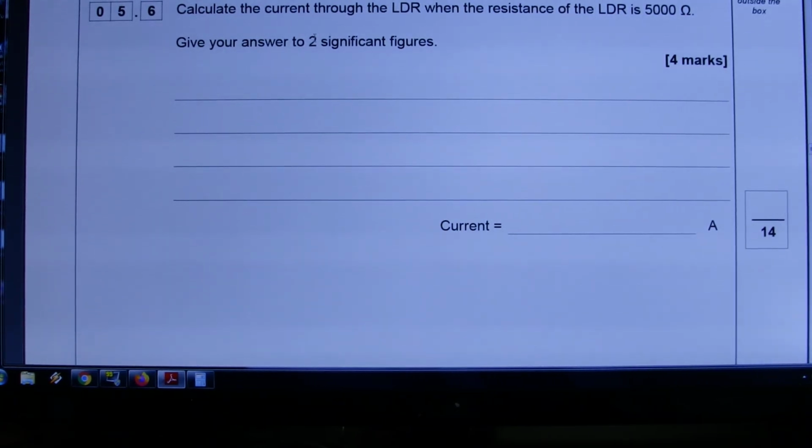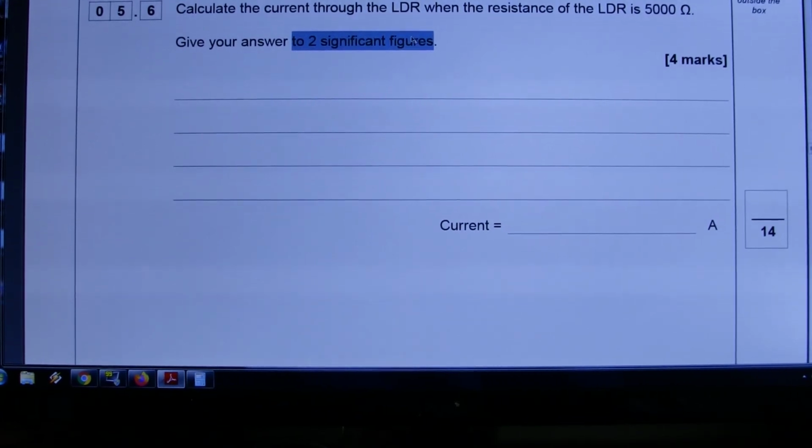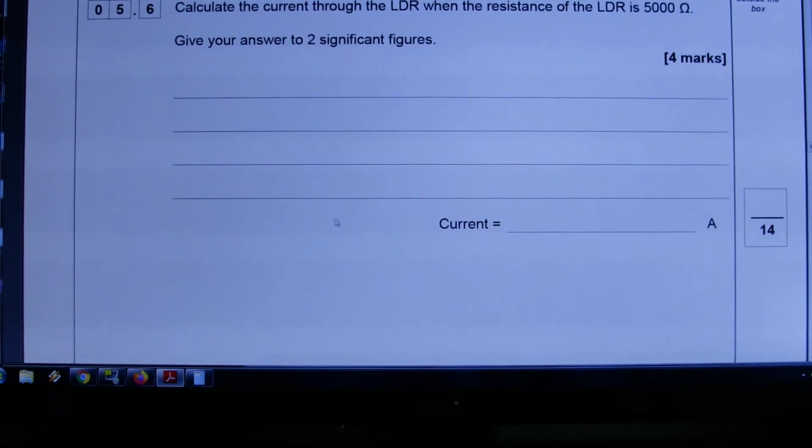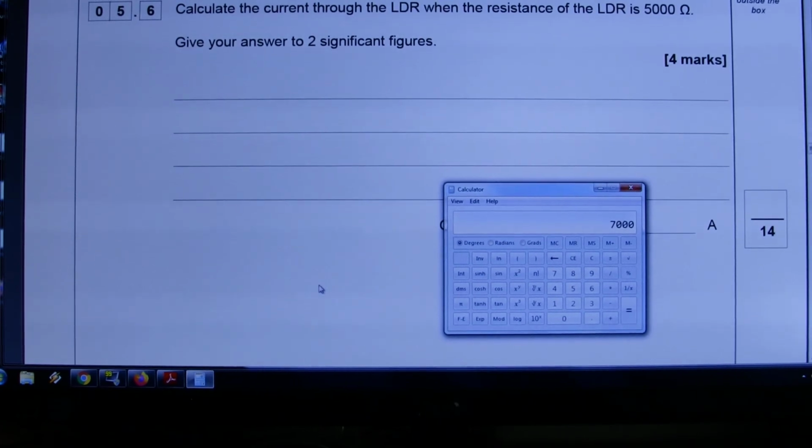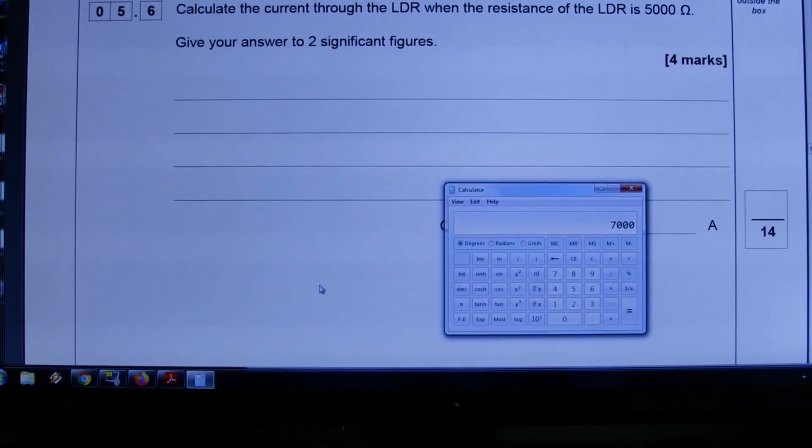The resistance of the LDR is 5000 ohms. Give your answer to 2 significant figures. Woo! We are getting into advanced stuff after all. 2 sig figs. If the resistance of it is 5000, we have a total resistance of 7000, because 5000 plus 2000 equals 7000. They probably want you to include that. Right, we have 12 volts and 7000 ohms. 12 volts divided by 7000 ohms is 0.0017 amps.